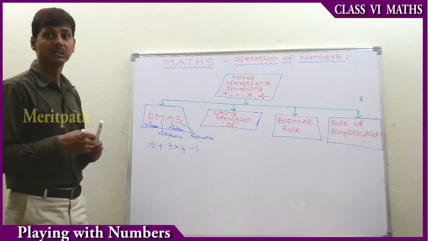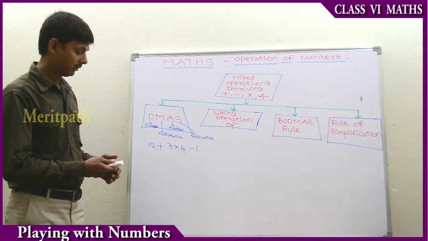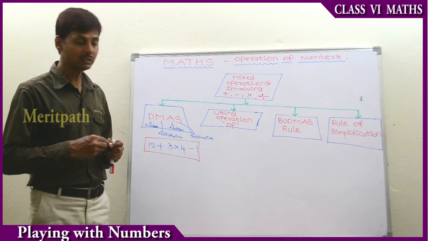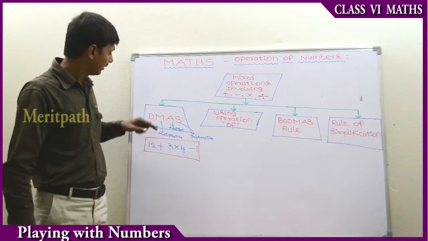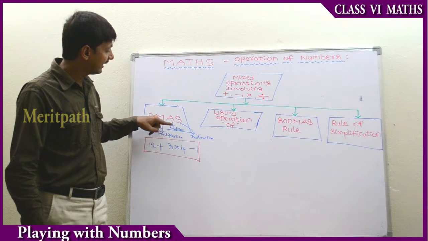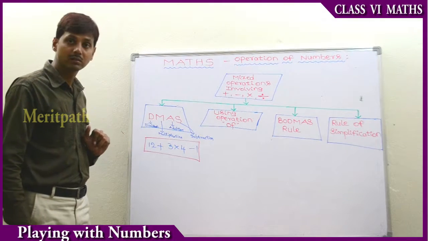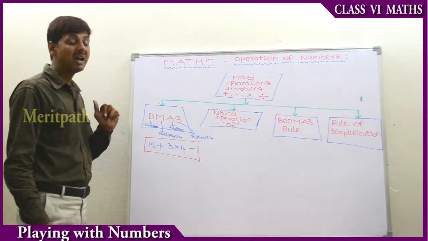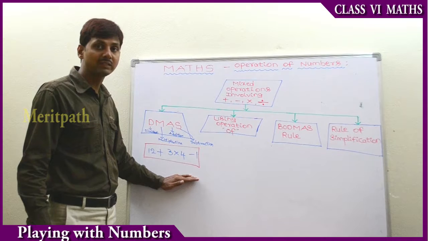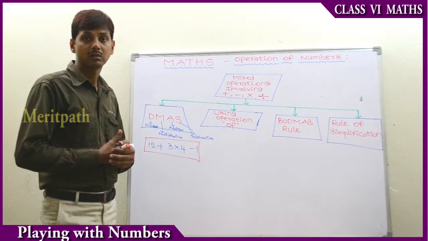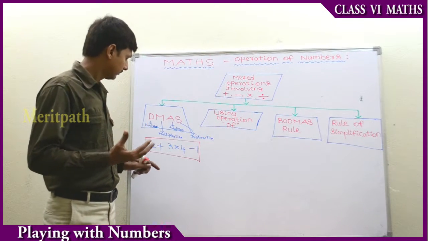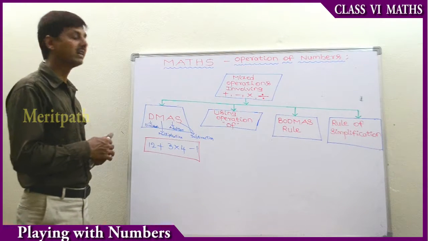So let's recall. We need to use the DMAS rule when the expression is given in this form, that is 12 plus 3 into 4 minus 1. The reason is DMAS means division, multiplication, addition, subtraction. So in this, why we have used DMAS is, when we are going to simplify this, we should not simply use the symbols as they are given here.